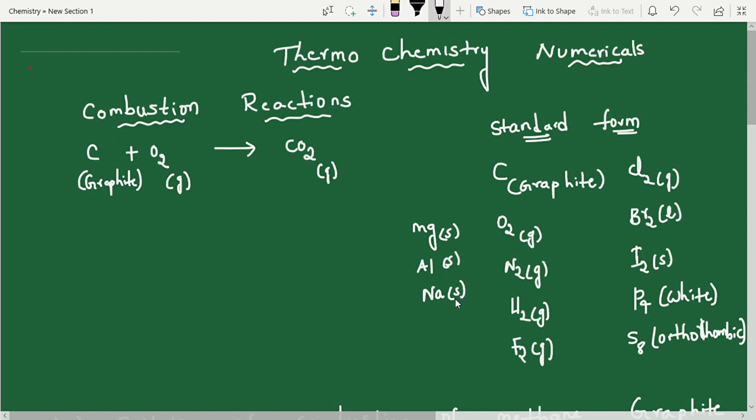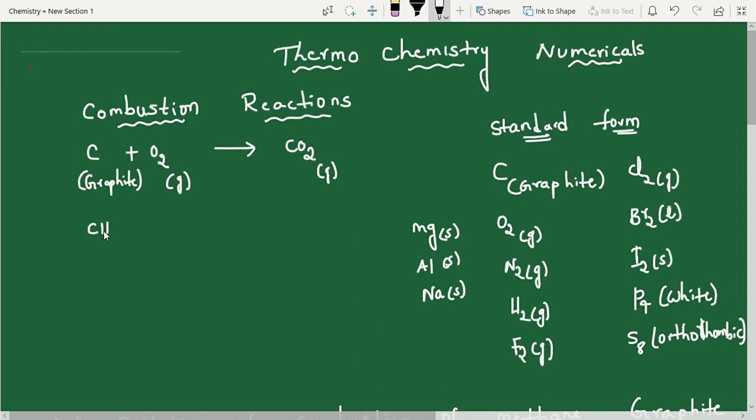Now come back to the combustion reaction. See, carbon combines with oxygen, it gives rise to CO2. It is already in balanced condition. But we also have to write the standard forms. Based on this we also have theory questions. Carbon they will give in diamond state, oxygen they will give in some other physical state. They will ask which is the standard form of the reactions.